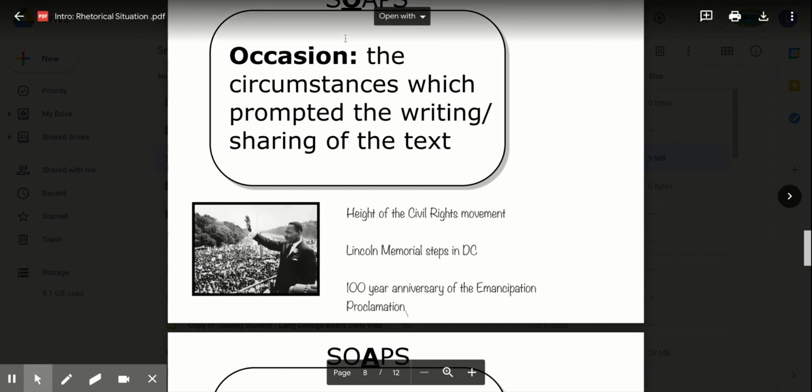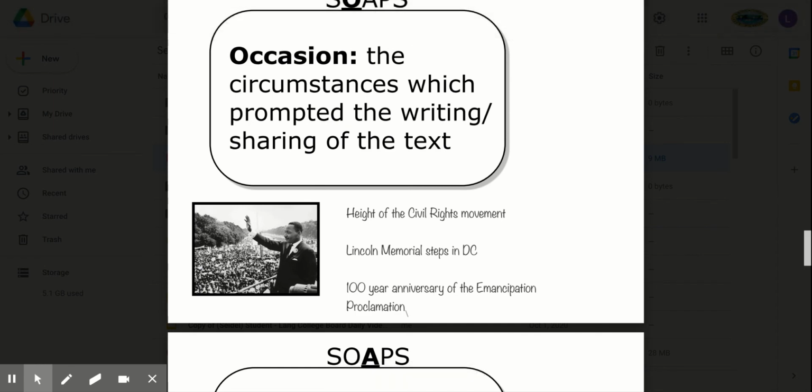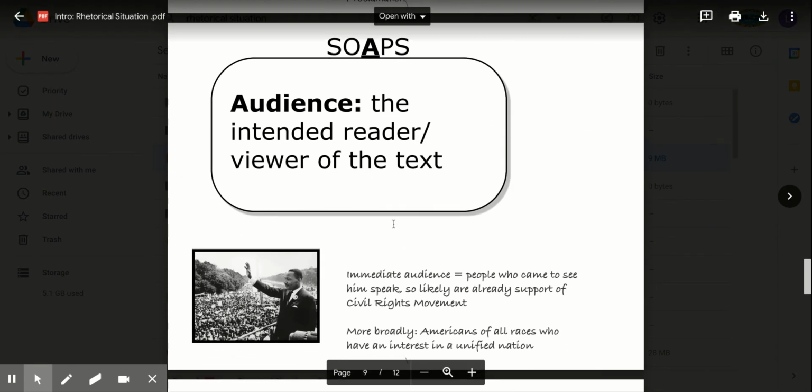This word occasion, it's the circumstances which prompted the writing and sharing of the text. So if someone wrote a letter to the editor, usually that would be in response to a story or something. And this word occasion is used interchangeably with a word that you might see on the AP test, exigence. I will put a little note right now showing you how that's spelled, but the word exigence just means the same as occasion. It's the situation that prompted the text.